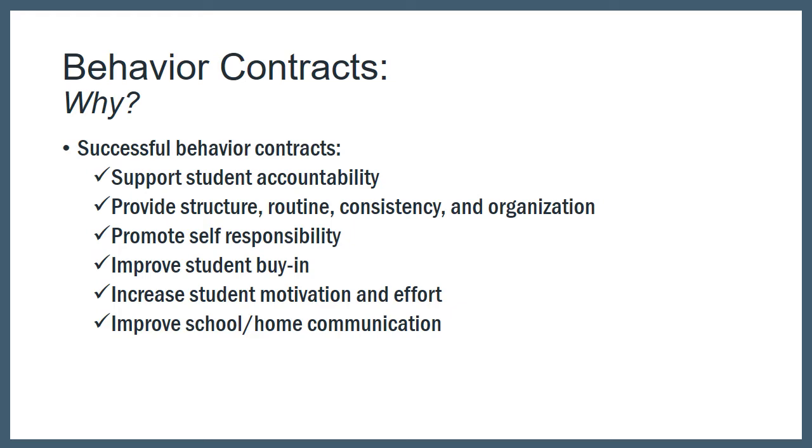When implemented consistently and with fidelity, a successful behavior contract may also support student accountability, provide structure, routine, consistency, and organization through a written format of expectations, promote self-responsibility, improve student buy-in and behavioral interventions, increase student motivation and effort, or improve school-home communication. A behavior contract may also decrease power struggles between staff and students by providing an agreed-upon third point from which agreements have already been made. For example, a staff member can refer the student to the contract which they've agreed upon instead of engaging in a verbal dialogue regarding behavioral expectations.